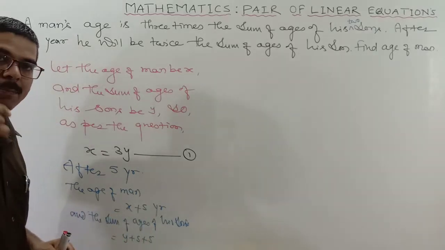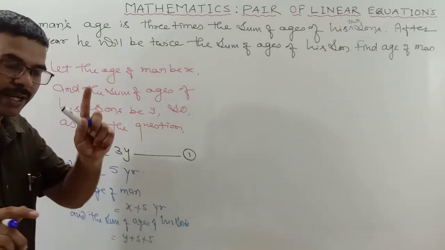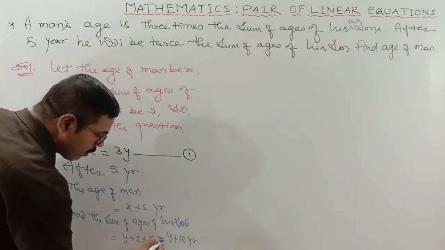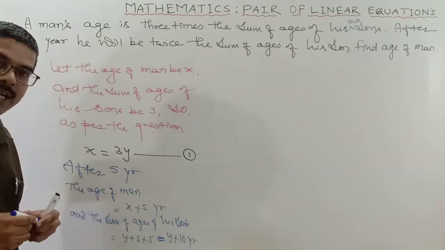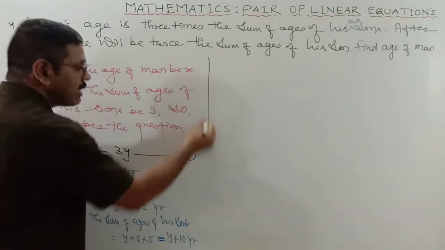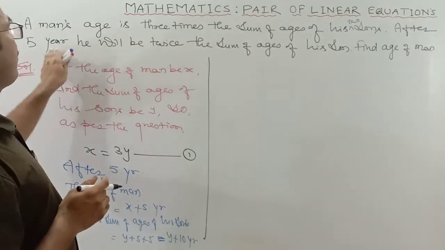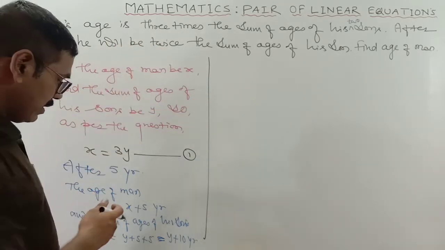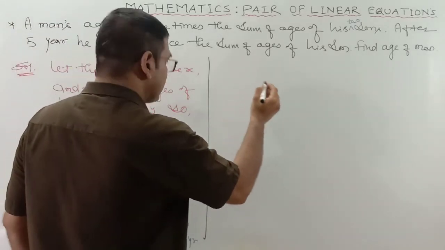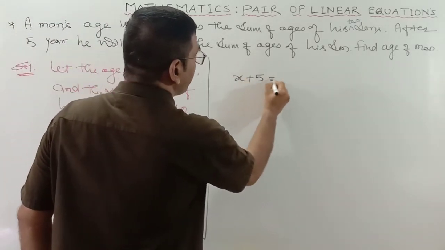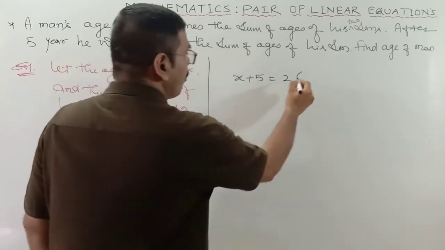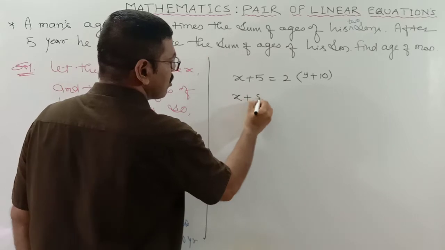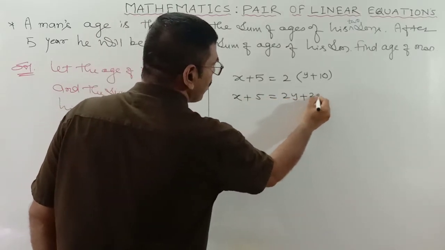Why am I doing y plus 5 plus 5? Because there are 2 sons. So the age will be y plus 10. Okay, now we need to create the relationship between that. So what will be the relation? That's very simple. After 5 years, he will be twice the sum of the ages of his sons. Means x plus 5 will be twice the age of y plus 10. So we should multiply. x plus 5 is equal to 2y plus 20.